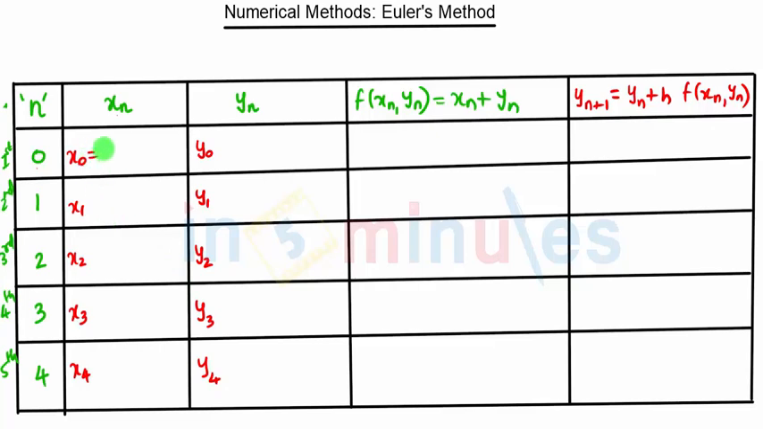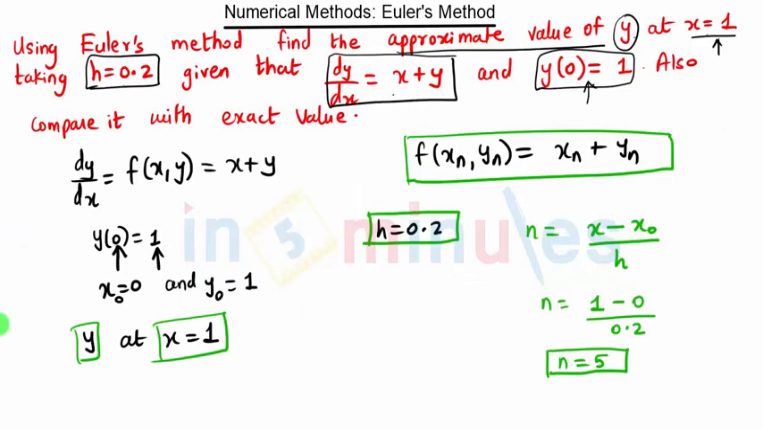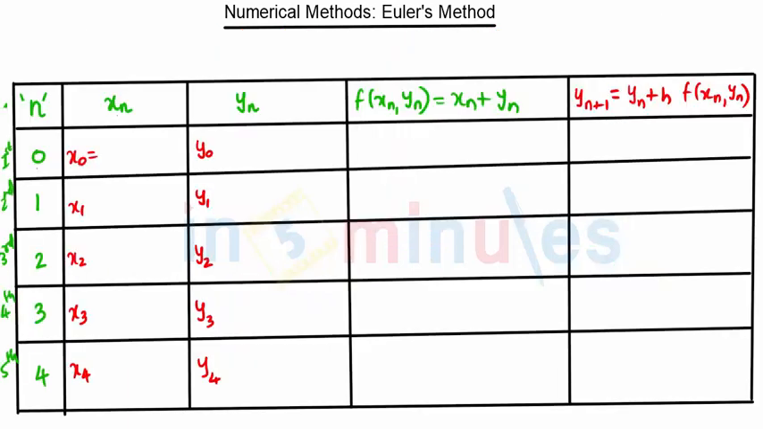So here we will write the value of x0. What is x0? x0 is 0 and y0 is 1. So x0 is 0, y0 is 1. Then what will be our f of x0 comma y0? It is xn plus yn. In this case, when n is 0, x0 is 0, y0 is 1. So addition of these two terms, 0 plus 1, 1.